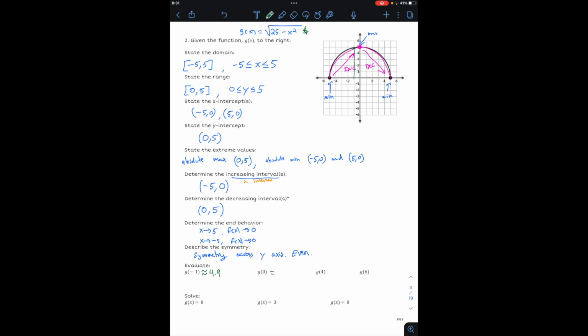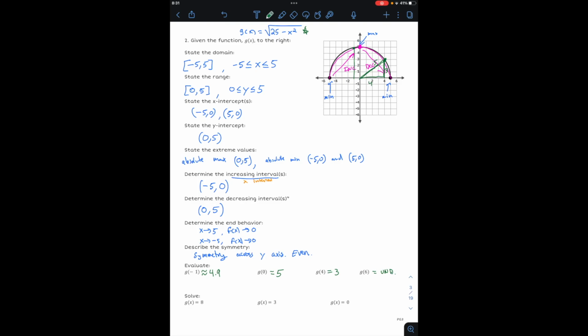g of 0, we seem to get this integer coordinate of 5. g of 4, if we shoot this 4 up, we get 3. That's pretty nice, and that's not a coincidence. Here we have a 3, 4, 5 right triangle. This is a semicircle with radius 5. If the x-coordinate is 4 and the radius or the hypotenuse is 5, then the y-coordinate has to be 3. So that's kind of neat. And then g of 6, well, we don't get anything, so it's undefined. It's not in our domain.